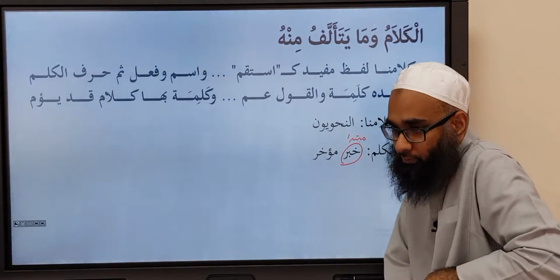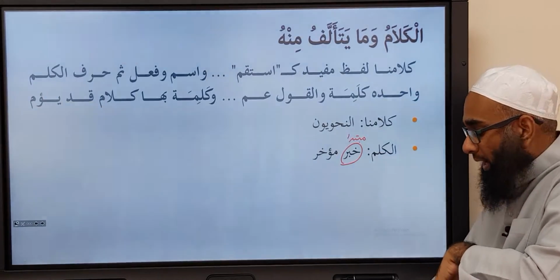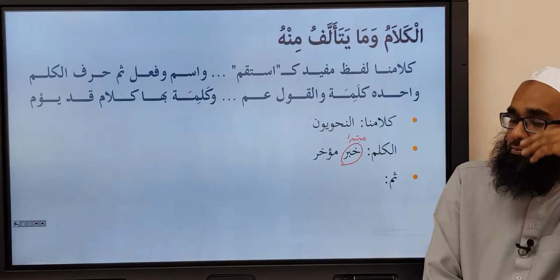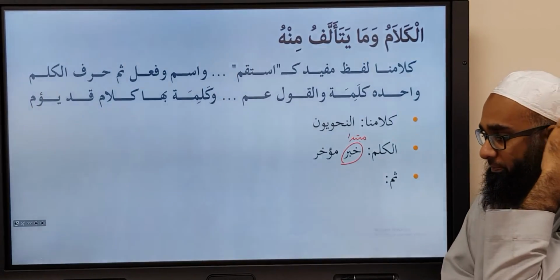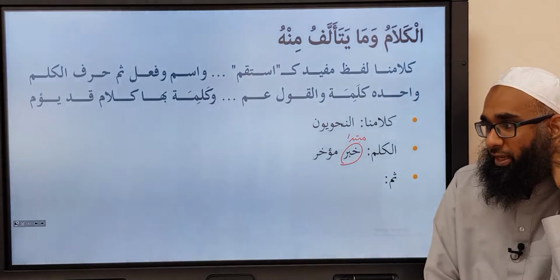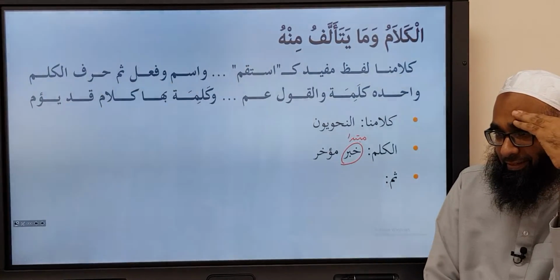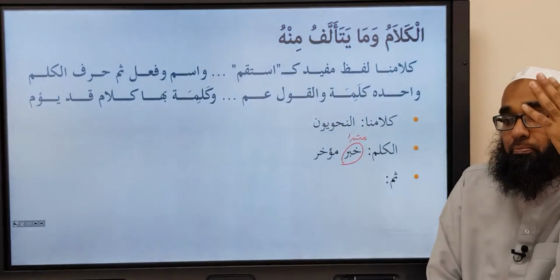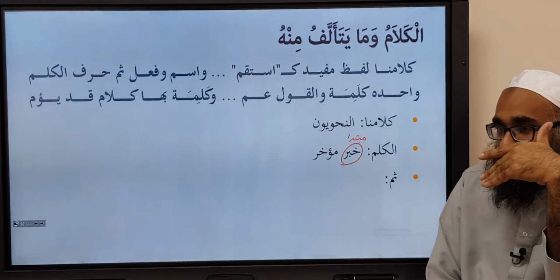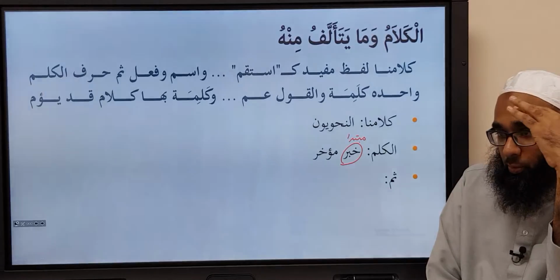Correct? Make sense? Why do you put thumma? Wasmun wa fa'lun thumma harfun thumma harfun kalim. Because thumma kind of shows bu'ad, distance and in time. Ja'a zaydun fa amrun thumma bakrun.